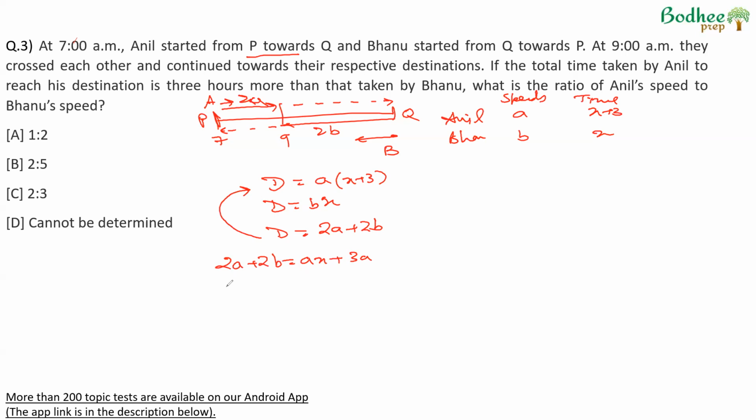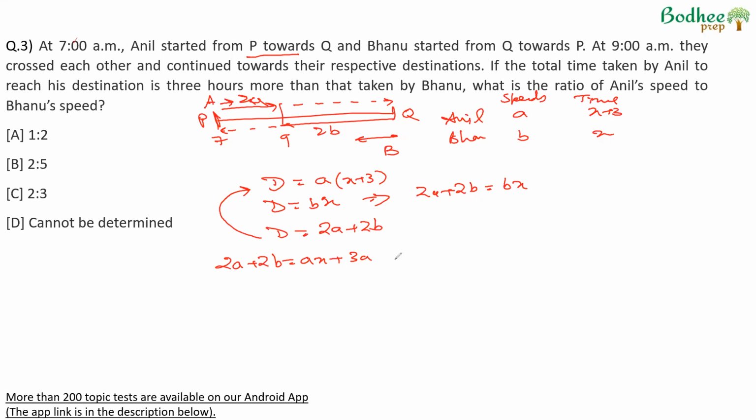And here from the second equation, I'll say from here we can write 2A plus 2B is equal to BX. From here we can write X as 2A plus 2B by B. Substitute that value here, cross multiplying, I'm getting a square. Okay, let's not do this.